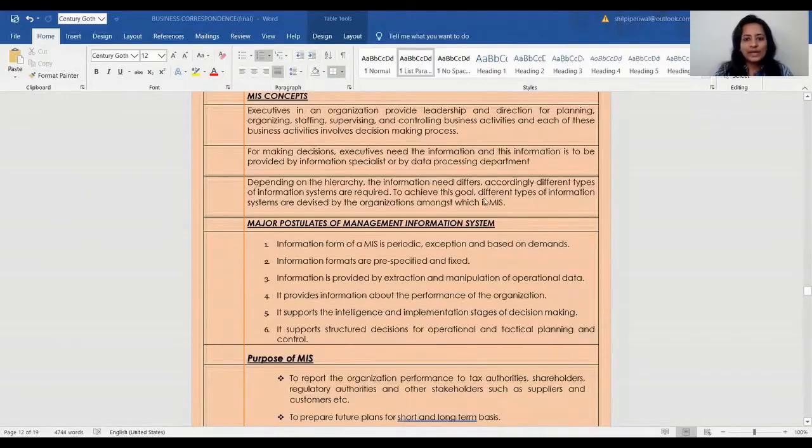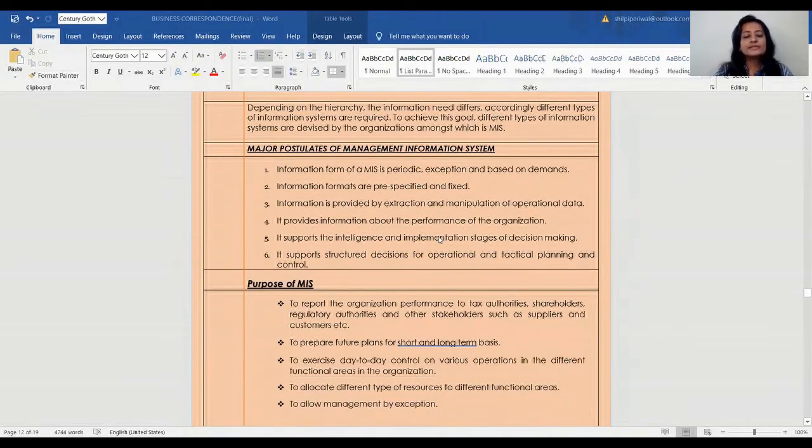This is what we understood about MIS concepts. Now let's go to the major postulates of management information system. Number one, the information form of a MIS is periodic, exception, and based on demands. So these reports are already predefined, whether the company wants these reports on a daily basis, weekly basis, quarterly basis, or yearly basis, whatever it is. Next, it's based on demands, of course.